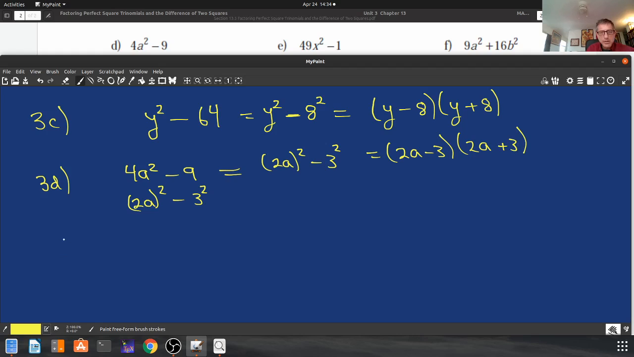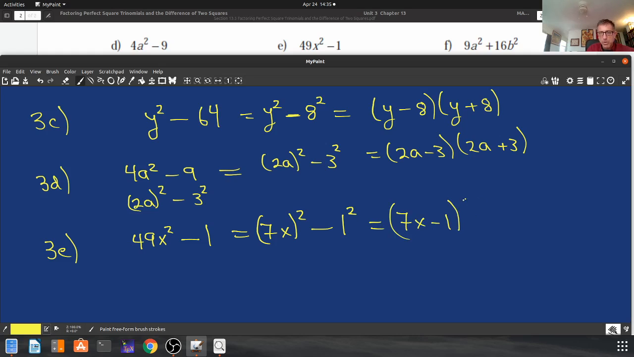And we will do 3e. I'm given 49x squared minus 1. Again, the important thing is there's just two terms, and that is a minus sign there. Well, the square root of 49 is 7. So this is 7x in parentheses squared. And we realize that 1 can be written as 1 squared. So this is 7x minus 1, because my w is 7x and my v is 1, times 7x plus 1.